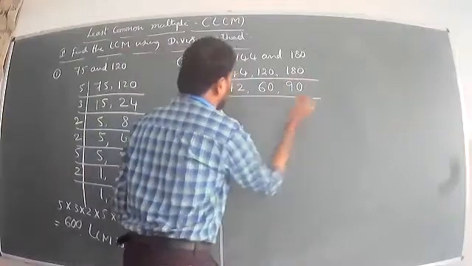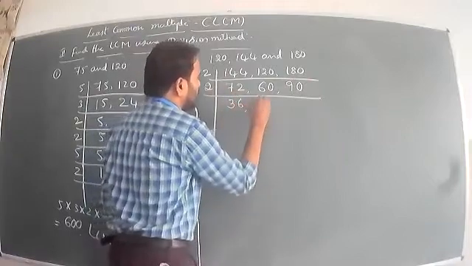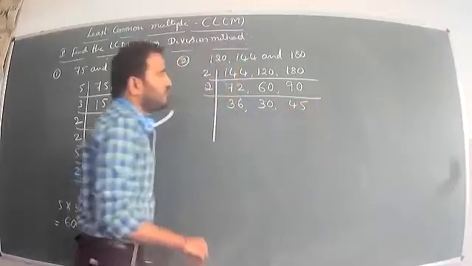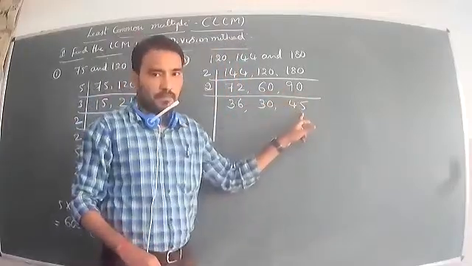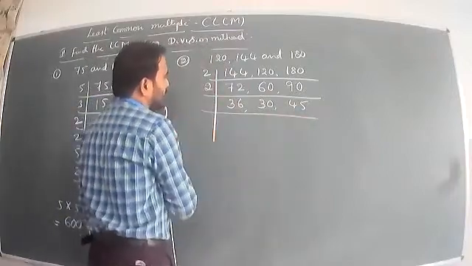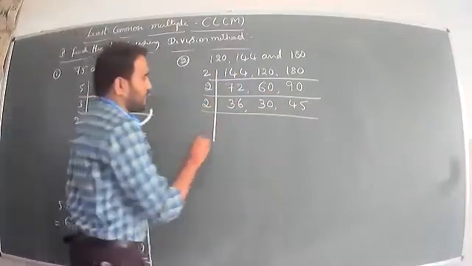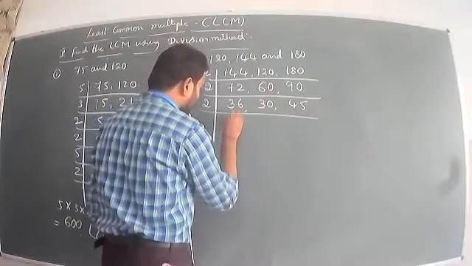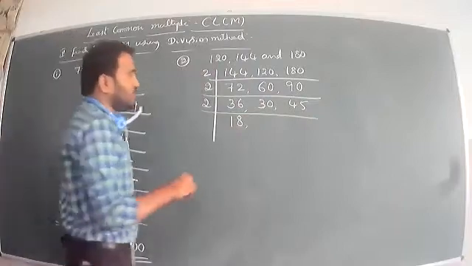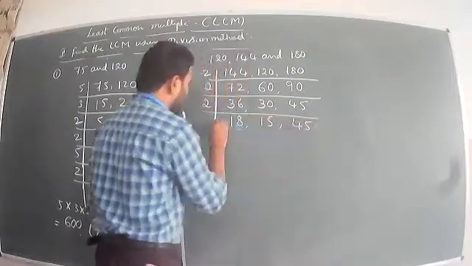Next, again take 2. 2 3s are 6, 2 6s are 12, 2 30s are 2 45s are 2 4s are 8, 2 5s are 10. Again I will use 2. Next 2 1s are 2, 2 18s are 2 1s are 2, 2 18s, next 2 1s are 2, 2 5s are 45 again as it is, because it cannot divide 45.